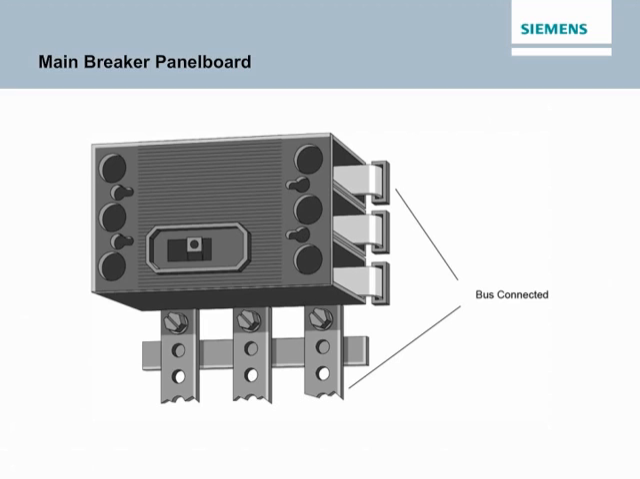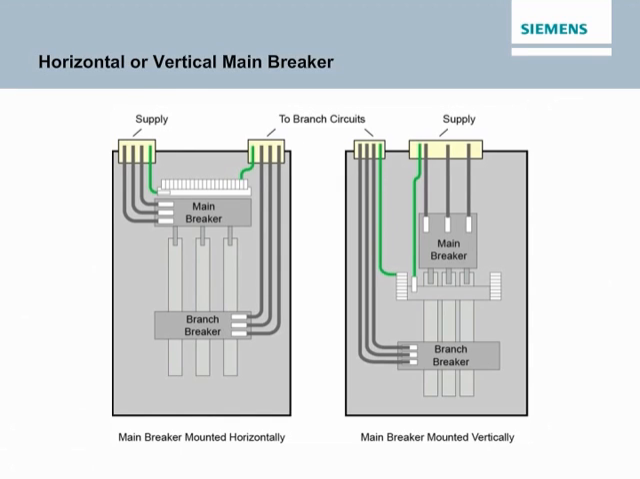Siemens main breakers are bus connected to the main bus bars. This means there are no cable connections required from the main circuit breaker to the lugs on the main bus bars. Bus connecting provides a higher degree of circuit integrity because there is less chance for loose connections, which can lead to overheating. Depending on the panel board, the main breaker can either be mounted horizontally or vertically.